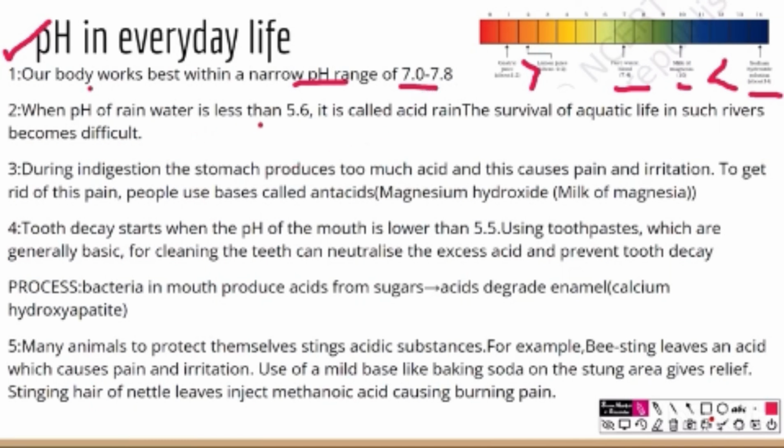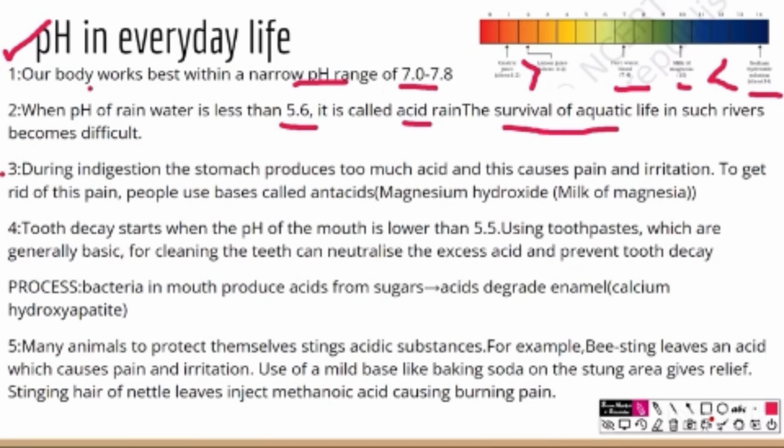Acid rains. Acid rains, as the name suggests, are acidic in nature. This means that their pH is less than 7. So they have pH 5.6 or less than 5.6. Such rains are called acid rains. The same acidic water comes to the rivers, and this water is unfit for the survival of the aquatic life in the rivers. Why? Because they have very low pH, which is 5.6 or even less than 5.6.